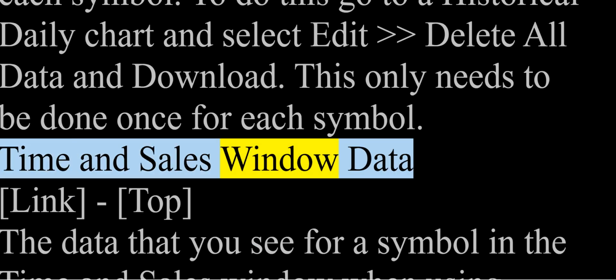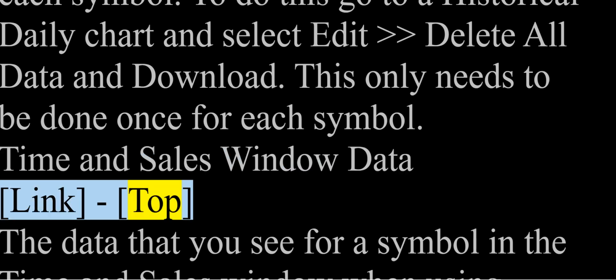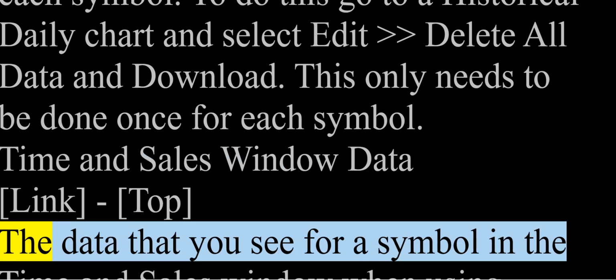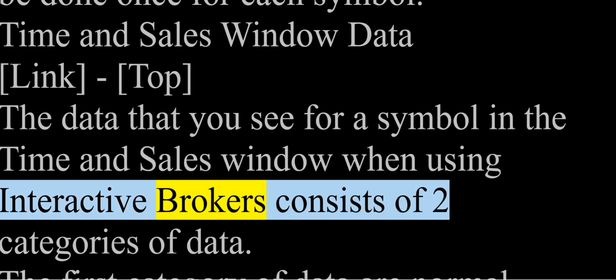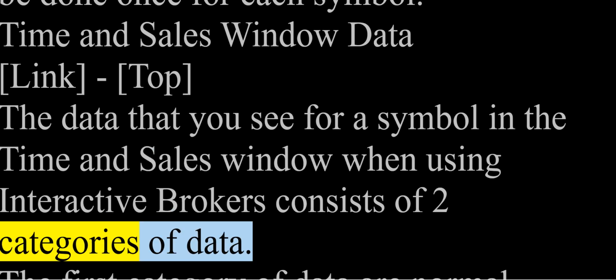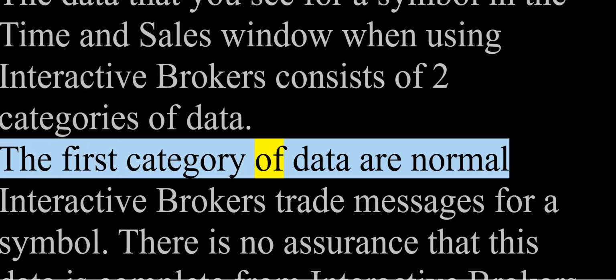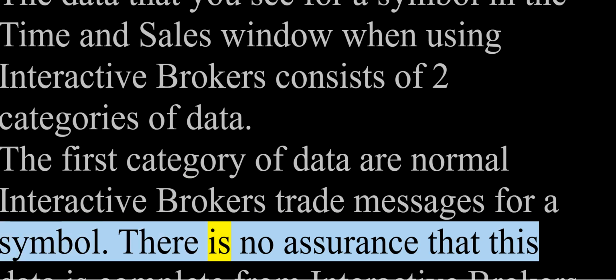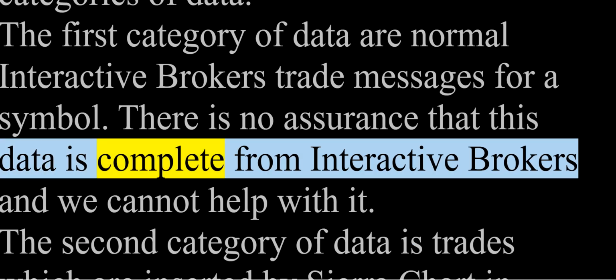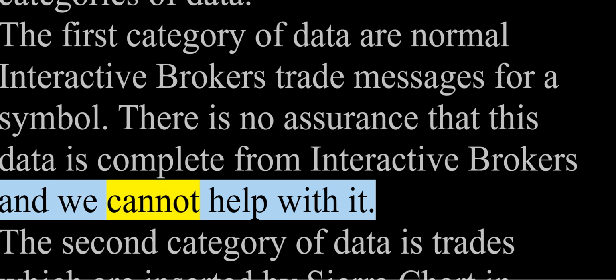Time and Sales Window Data. The data that you see for a symbol in the Time and Sales window when using Interactive Brokers consists of two categories of data. The first category of data are normal Interactive Brokers trade messages for a symbol. There is no assurance that this data is complete from Interactive Brokers, and we cannot help with it.